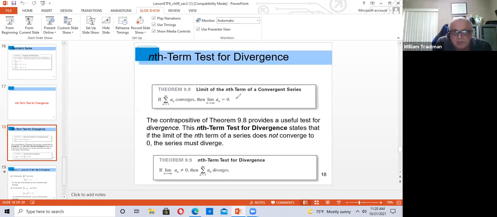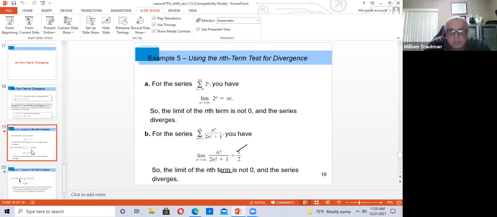So I'm not a big fan of this, because if a sub n converges, then the limit of a sub n equals 0. But the actual divergence test that they're talking about is this. If the limit does not go to 0, then it diverges. And they showed that with this example. This doesn't go to 0, so it diverges. B doesn't go to 0, so it diverges.